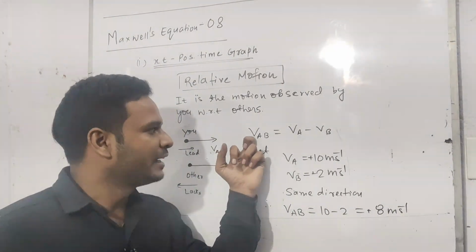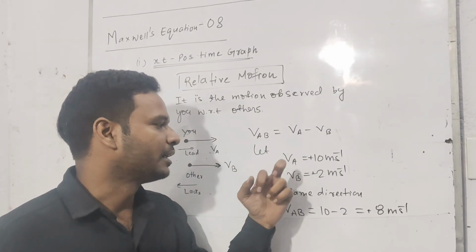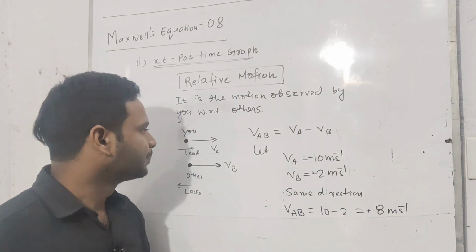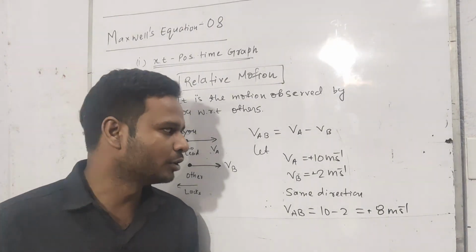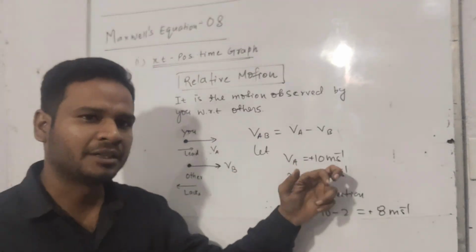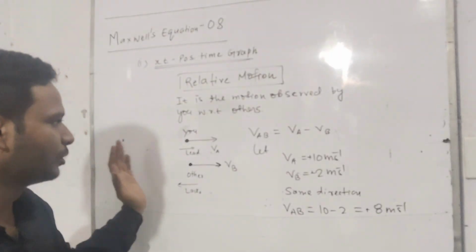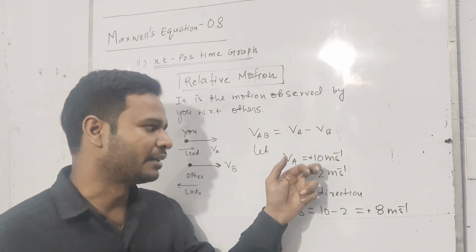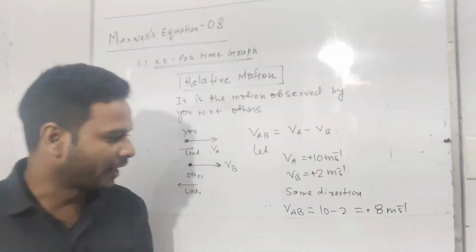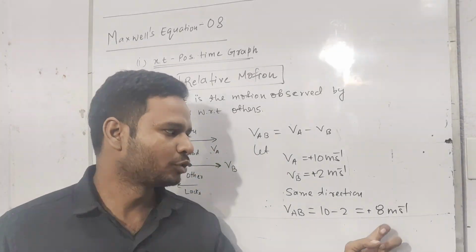We calculate it as follows. The relative velocity of A with respect to B is given by the velocity of A minus the velocity of B. To explain better, I have also written an example. Suppose you are moving with velocity 10 meter per second and the other body is moving with velocity 2 meter per second in the same direction, meaning both velocities have the same sign. Taking both as positive, the relative velocity of you with respect to body B is 10 minus 2, that is 8 meter per second.